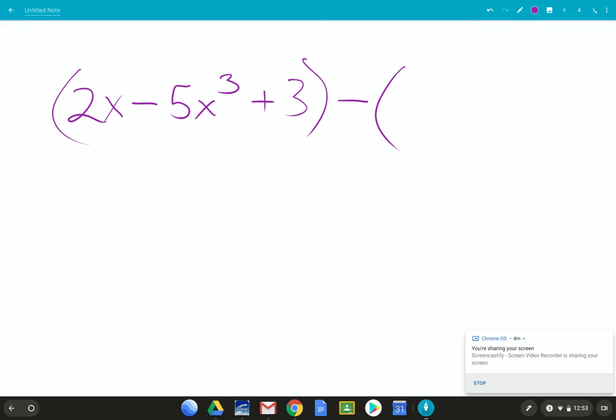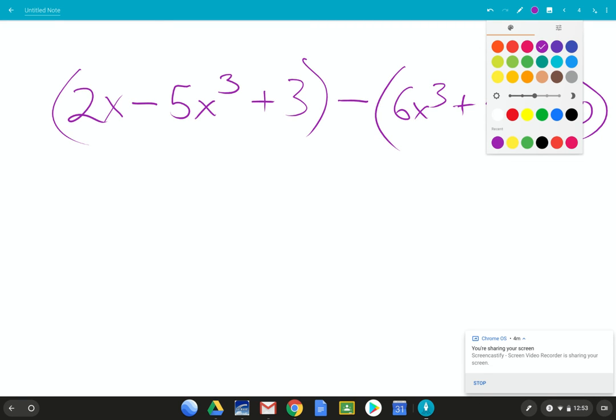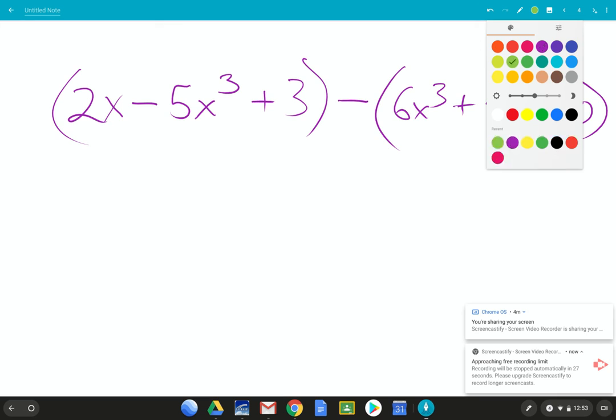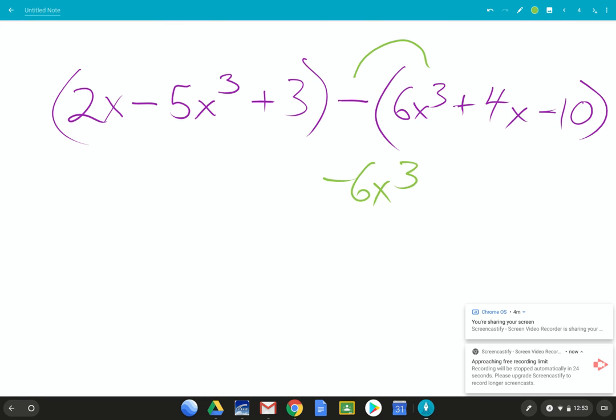And there's also some sort of weird problem. Negative 5x cubed plus 3 minus something weird. Let's do 6x cubed plus 4x minus 10. Now this one, we have to account for the subtraction. So, negative 6x cubed minus 4x, negative times negative 10, positive 10.